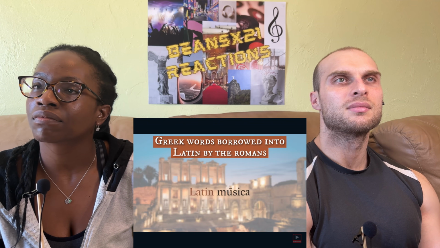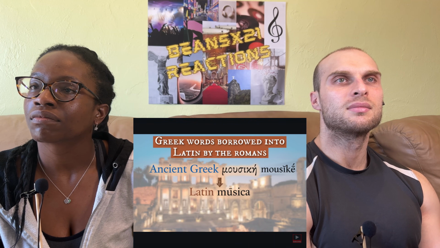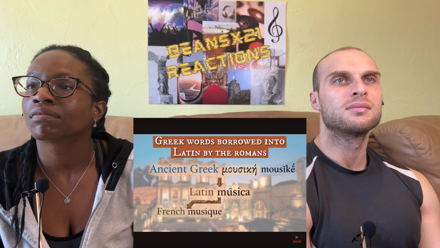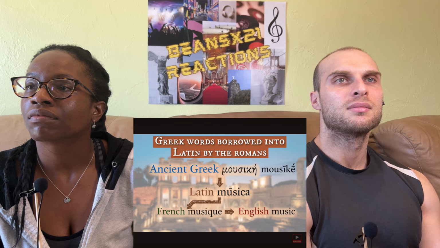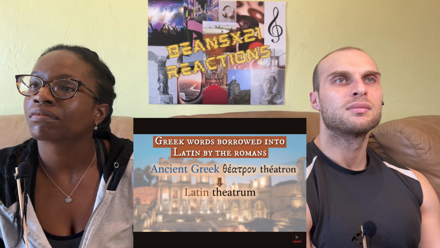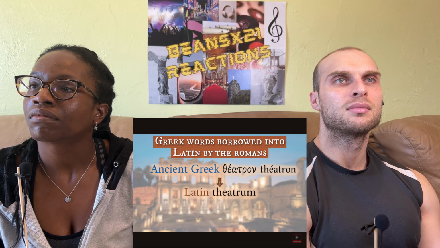A few examples. Latin musica came from ancient Greek mousike. This word continues on in every Romance language, including French, musique, which was borrowed into English as music. And most European languages have a form of this word, either directly from Latin or through another language. Latin theatrum, meaning theater, came from ancient Greek theatron, which meant a place for viewing.